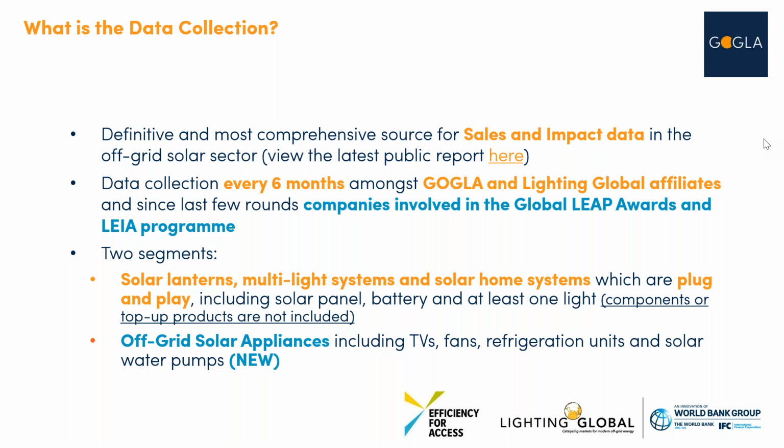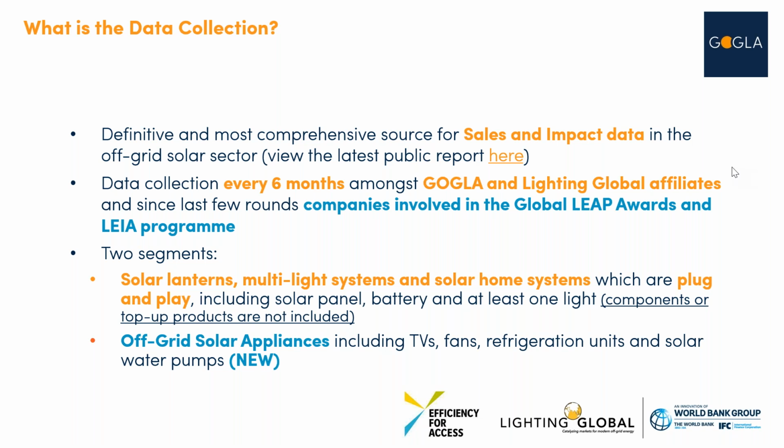The second segment of data that is collected is the off-grid solar appliances. These would be energy efficient electrical appliances that are used in off-grid or weak grid areas. The focus is on TVs, fans, refrigeration units, and solar water pumps, and these would be systems used in households or at the micro enterprise level.